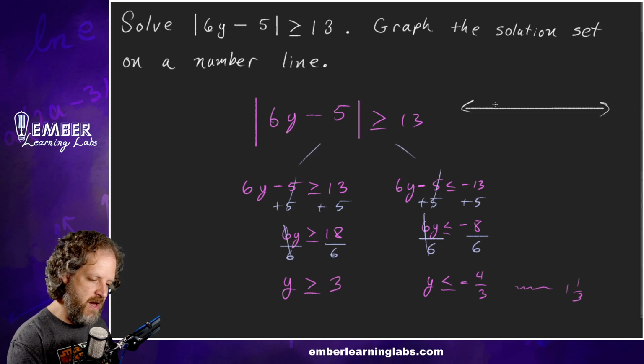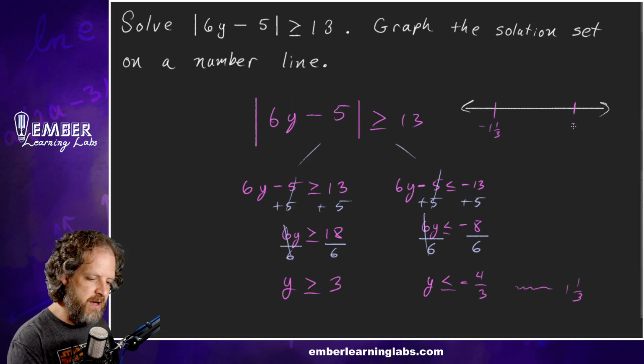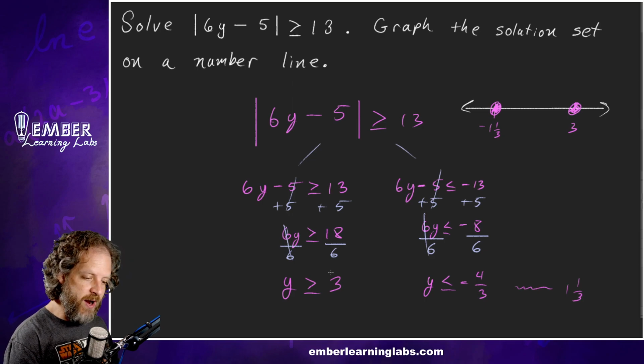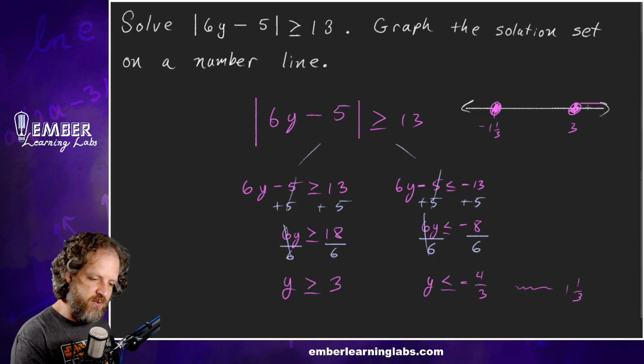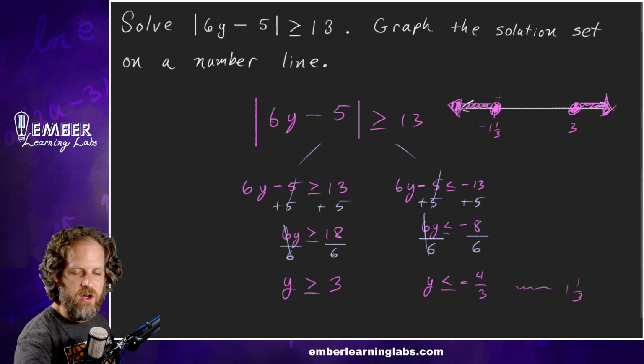Let's graph the solution set and then we're going to be through. So we've got negative 1 1/3. We've got positive 3. We've got filled in circles because of the equals to. And it's greater than 3, so that's this way. Or it is less than negative 1 1/3. That's all she wrote, folks.